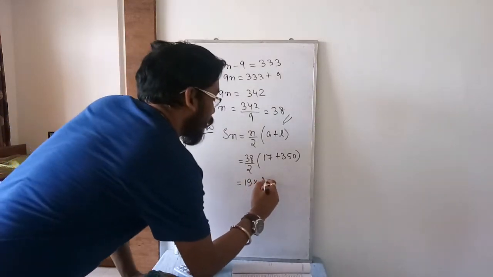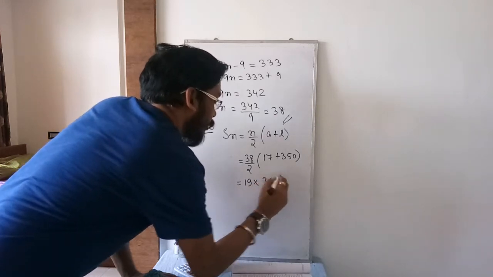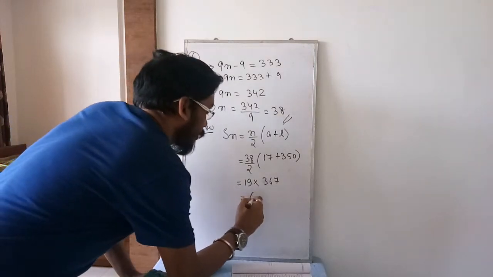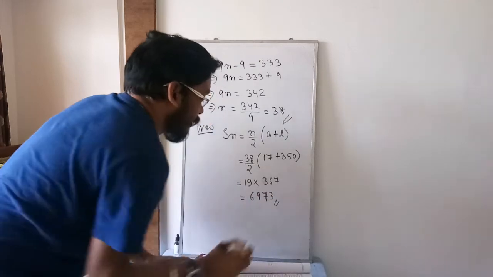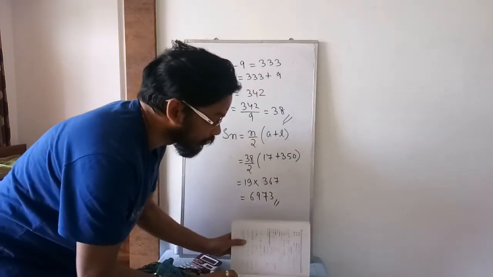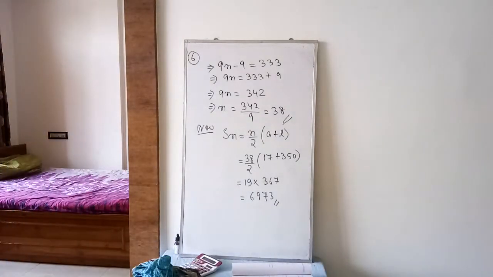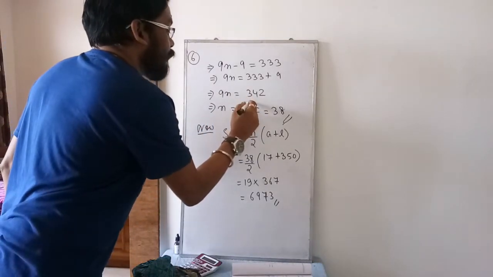It is 367. So the ultimate answer is 6973. Okay, take the screenshot. So we got the value of n, meaning the number of terms, as well as the value of Sn.